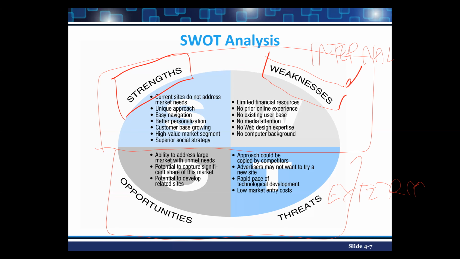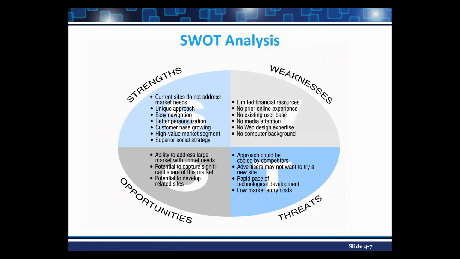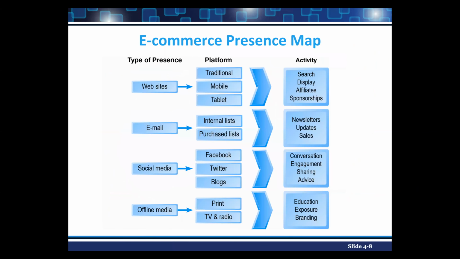The next thing, or the last thing that I mentioned in the last class, was about the e-commerce presence map. The e-commerce presence map is the diagram that you use to think about what types of presence you plan to have: on a website, on email, on social media, or on offline media.